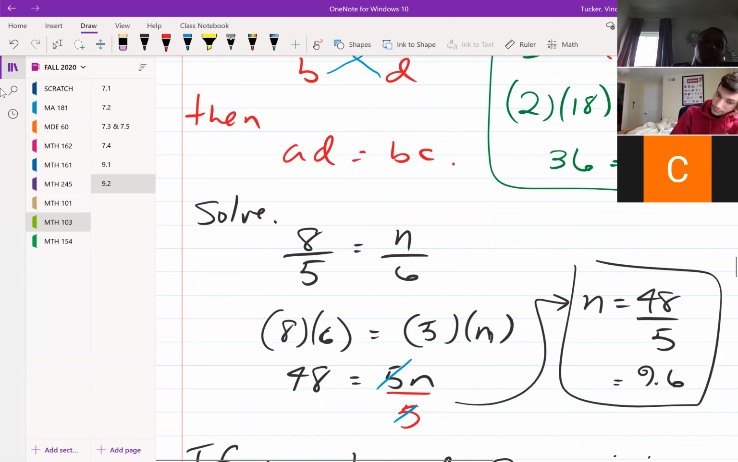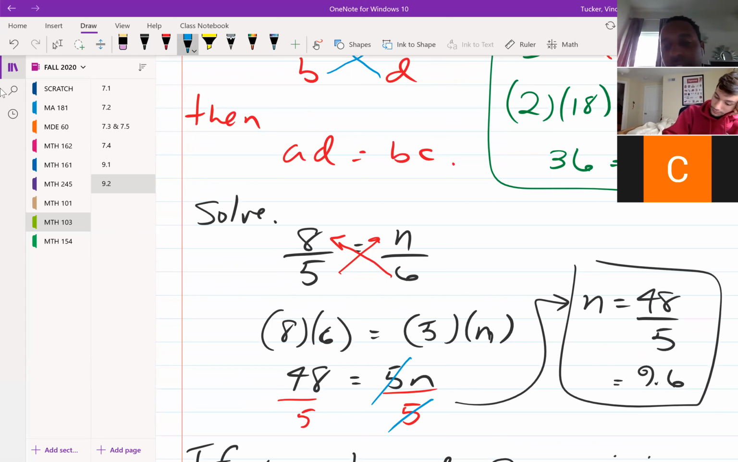All right. So if I have 8 over 5 equal to n over 6, and I want to solve for n, I would cross multiply. Take my 6 up to the 8, take my 5 up to the n. 8 times 6 is 48, 5 times n is 5n. Now divide by 5. And 5 cancels, leaving you with just n.